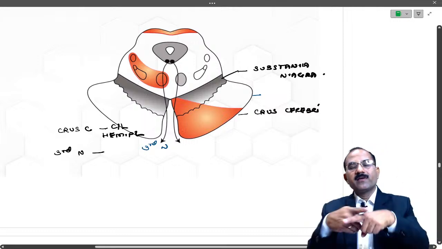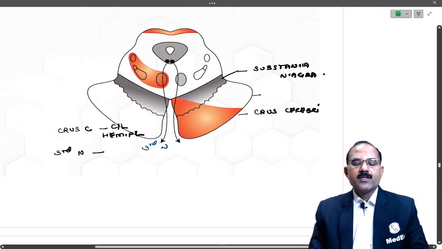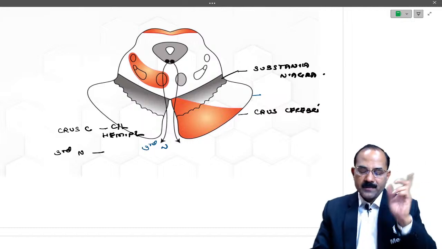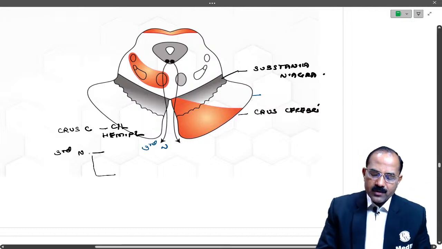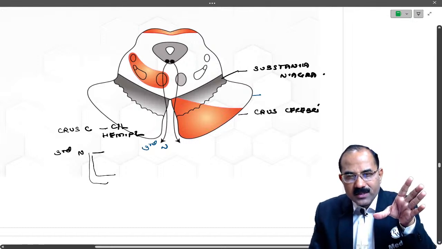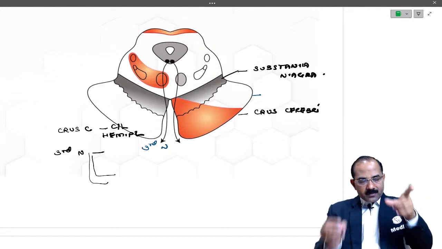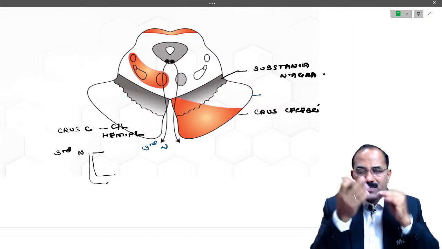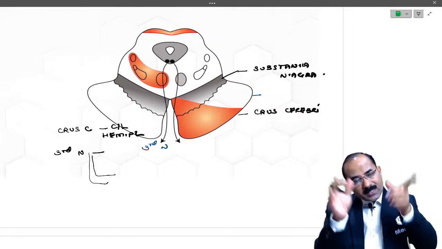Because corticospinal fibers cross in the medulla, this is corticospinal tract involvement, so contralateral hemiplegia. Third nerve involvement is there. So third nerve, what does it supply? The third nerve supplies all the extraocular muscles except the lateral rectus and superior oblique. So all the extraocular muscles are paralyzed except the lateral rectus.